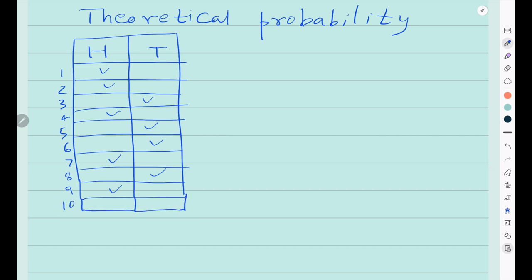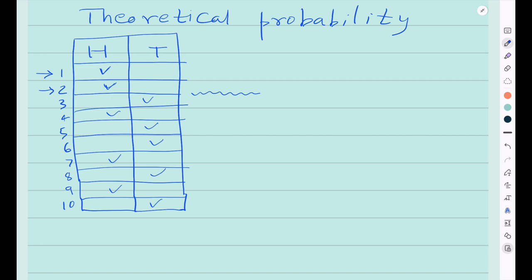Okay. So what we did here, we first of all tossed a coin and we got head. We again tossed a coin, but again got head. But we cannot deduce that the probability of getting head is 100%.